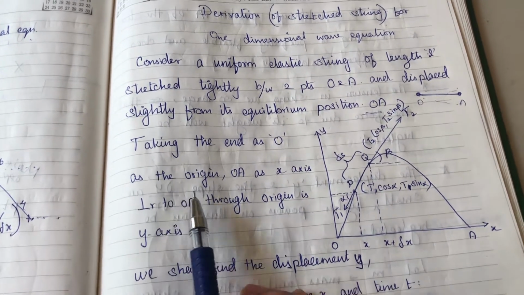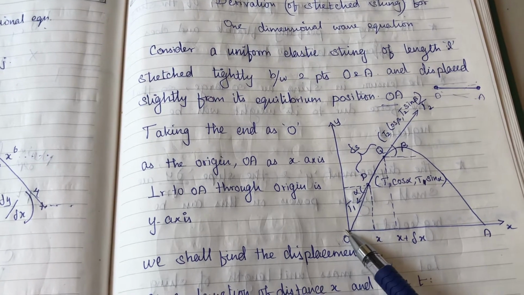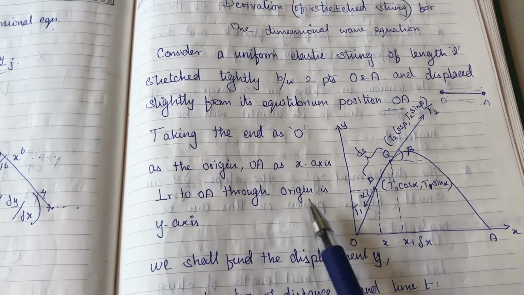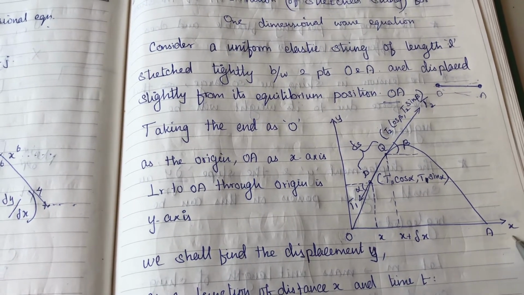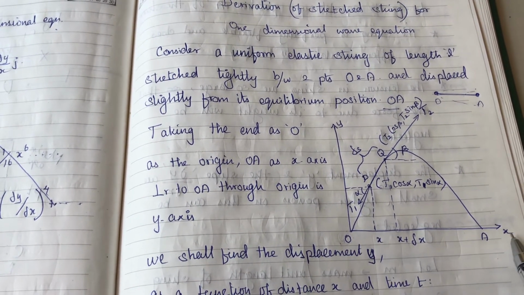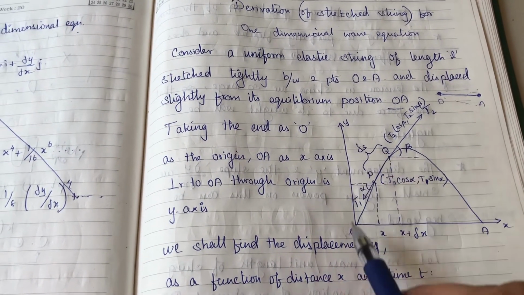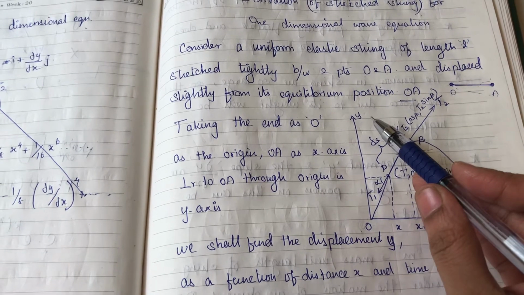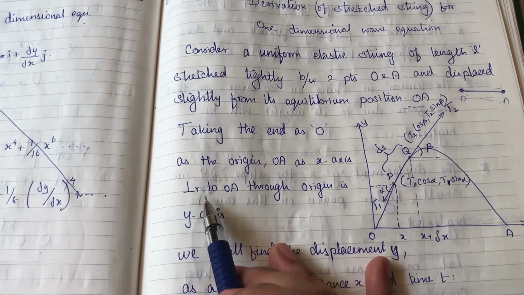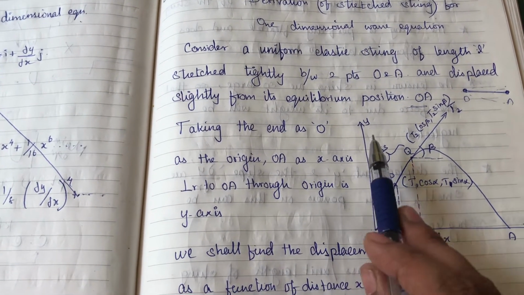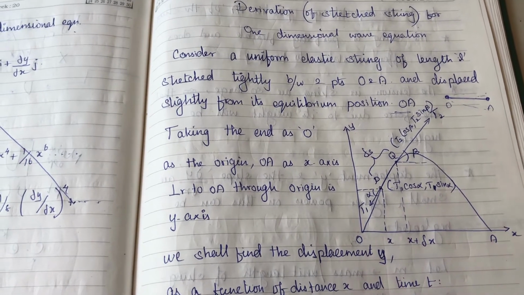We are taking the end as O, the origin, and OA along the x-axis. Perpendicular to this OA, through the origin, there will be one line, that is OY, the y-axis. Okay, that's the thing here. So this is the string.